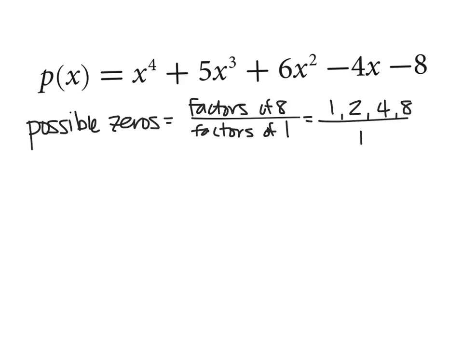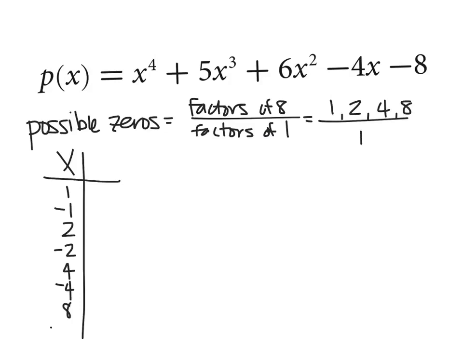Okay, so this part's easy. Now tell me what my actual possible zeros are. 1, negative 1, 2, negative 2, 4, negative 4, and 8, and negative 8. I got those because I divided the numbers on top by 1. So let's figure out if any of them give us 0.